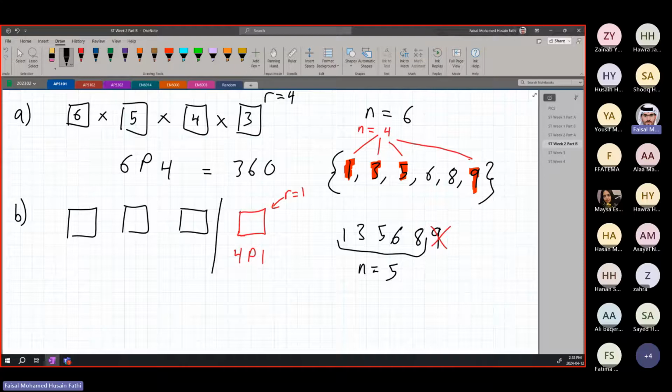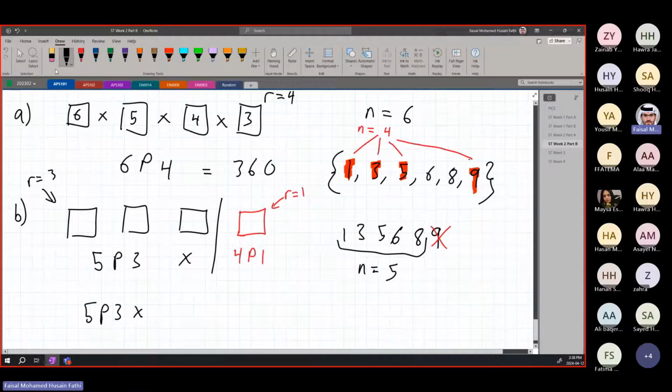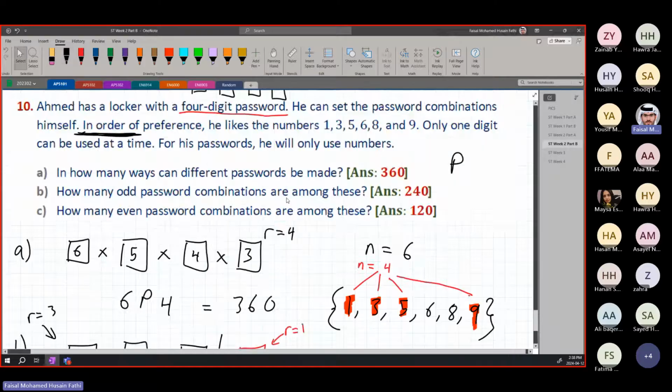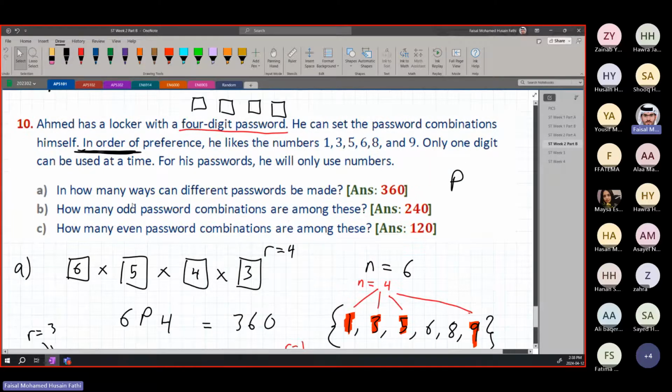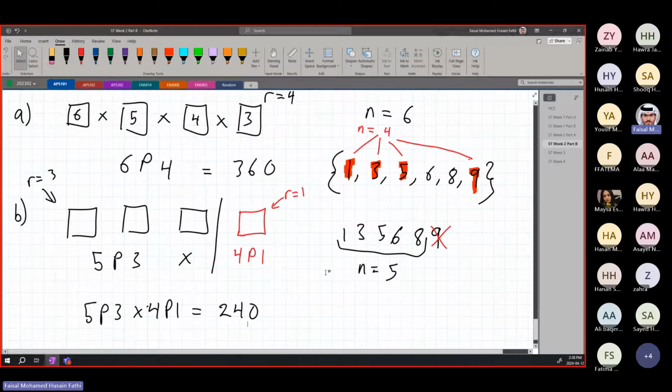How many choices do we have here? r is equal to 3, so it's going to be 5p3. And then you're just going to be multiplying these two. Let me just check my work. 5p3 times 4p1 is equal to 240. And that's it. This is how you will find how many password combinations there are for the odd.